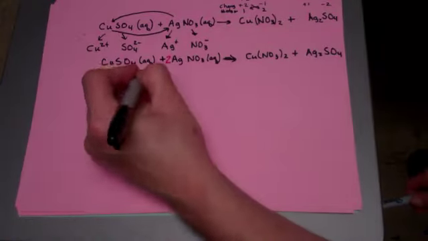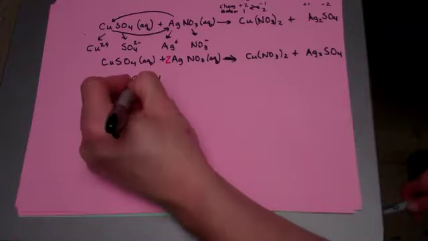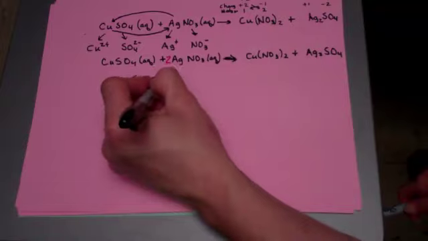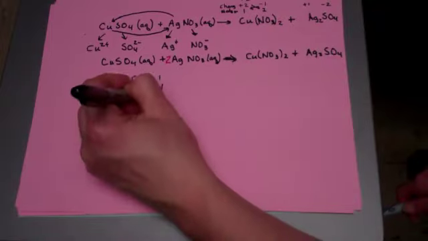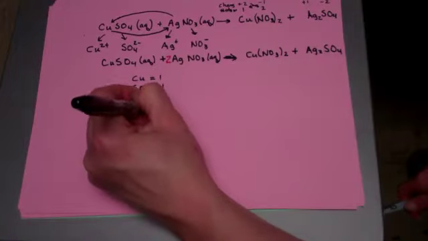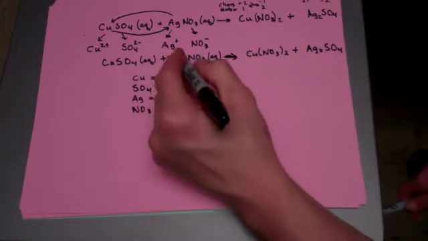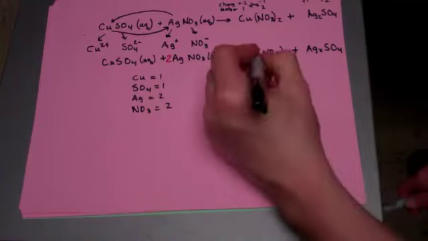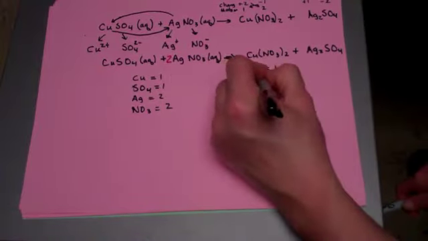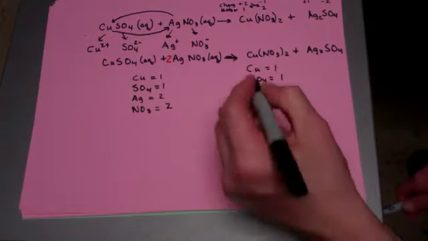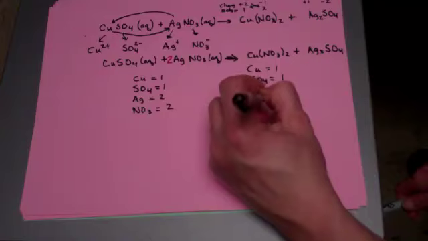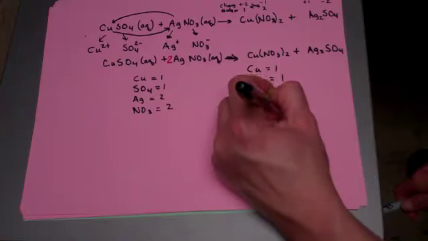So now my copper equals 1 on this side. My sulfate, we're going to keep that together because it's the same on both sides, equals 1. My silver now equals 2. My nitrate now equals 2 because that 2 goes to both of them. My copper on this side equals 1. My sulfate on this side also equals 1. My silver equals 2. And my nitrate equals 2.